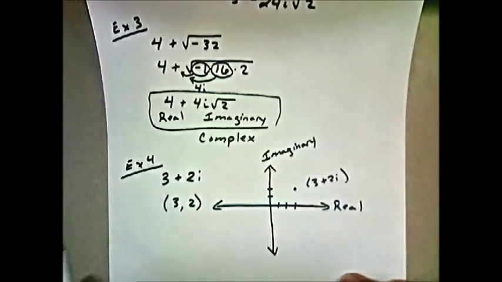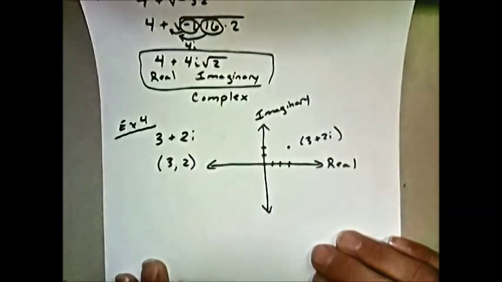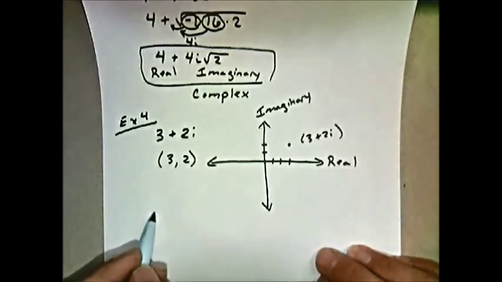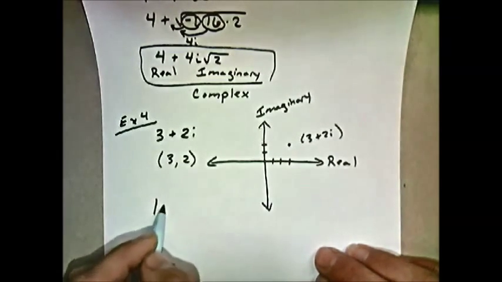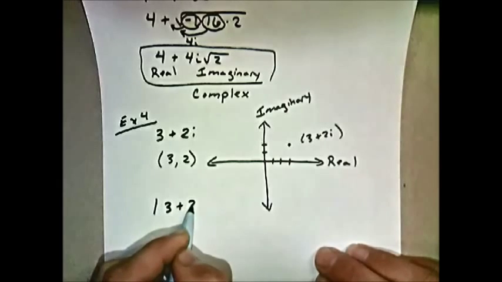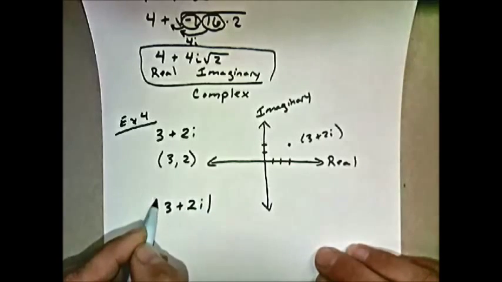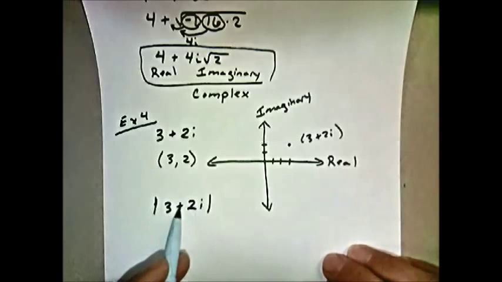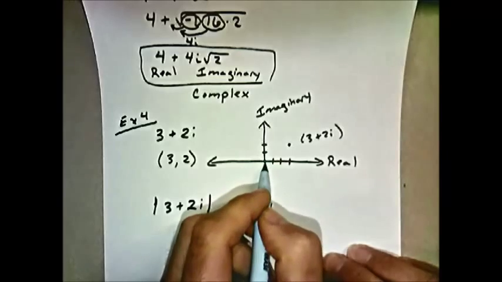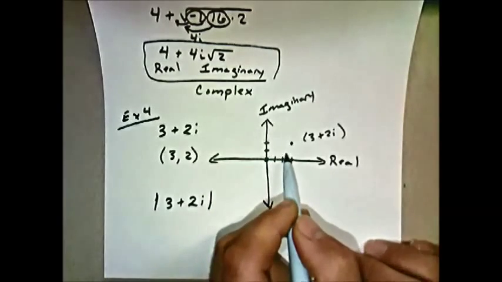What we also like to do with these numbers is to take the absolute value of them. To take the absolute value of 3 plus 2i is simply asking us how far away is the point 3 plus 2i away from the origin.